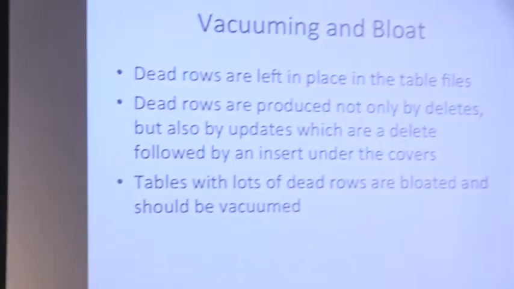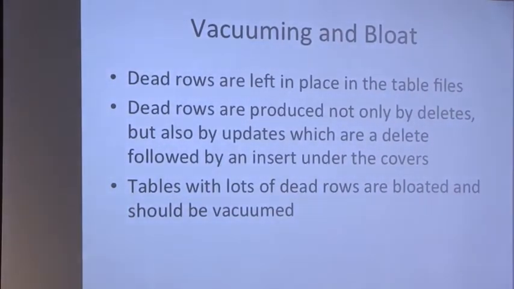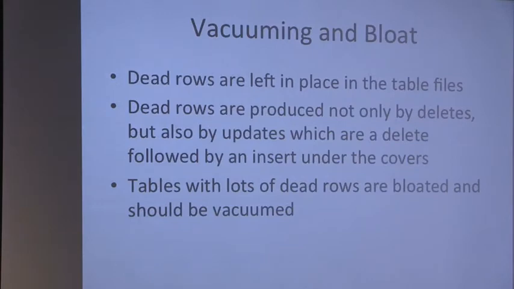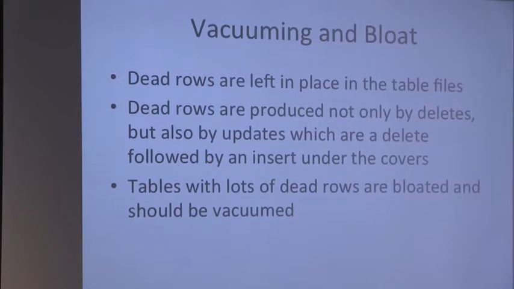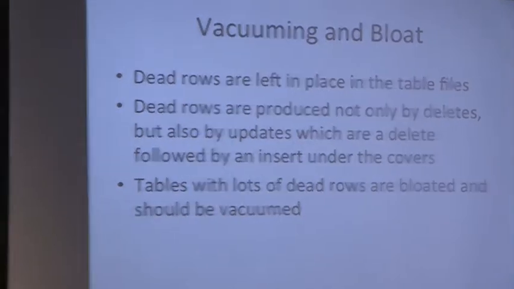Okay, so the next subject is vacuuming and bloat. So this should be familiar to anybody who comes from a Postgres background. So in Postgres and in Greenplum, dead rows are left in place in the table files, right? So you run a delete, and what actually happens is that a transaction ID column on each record is updated. But the dead rows themselves remain in place in the table files.